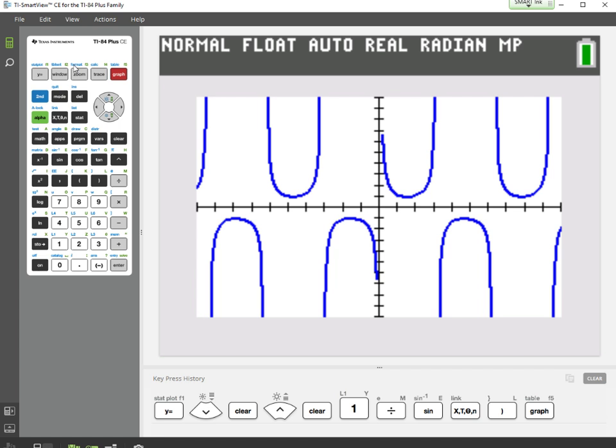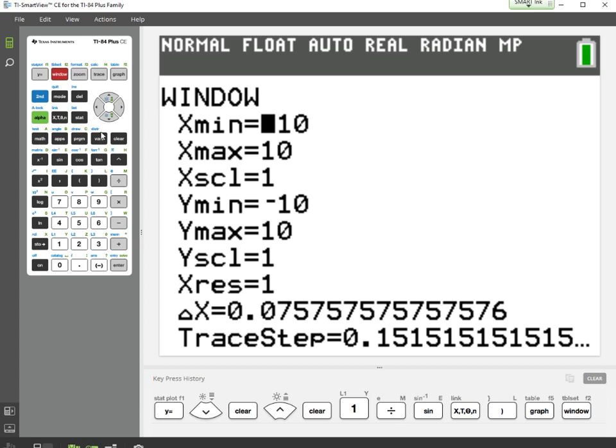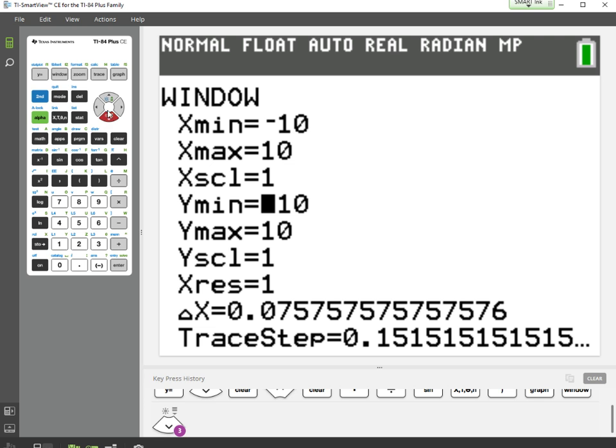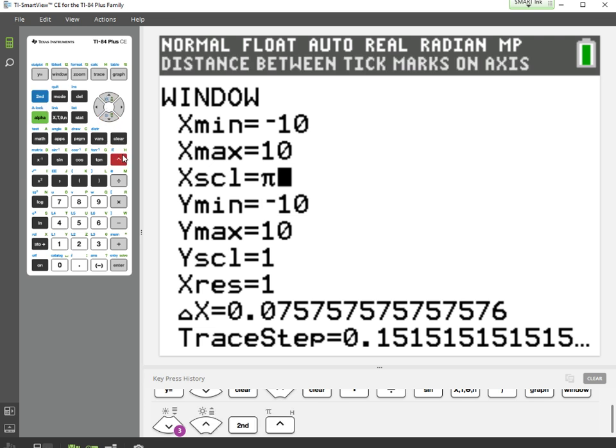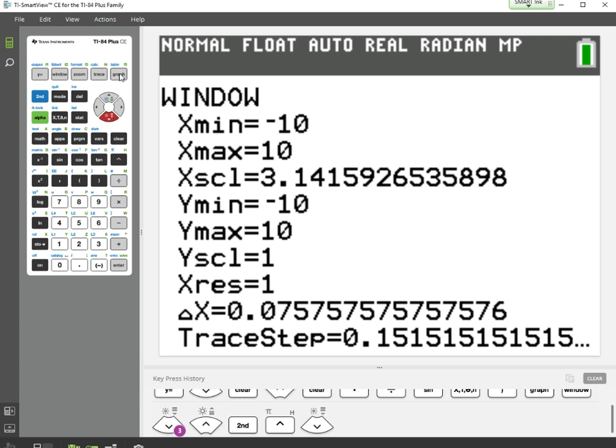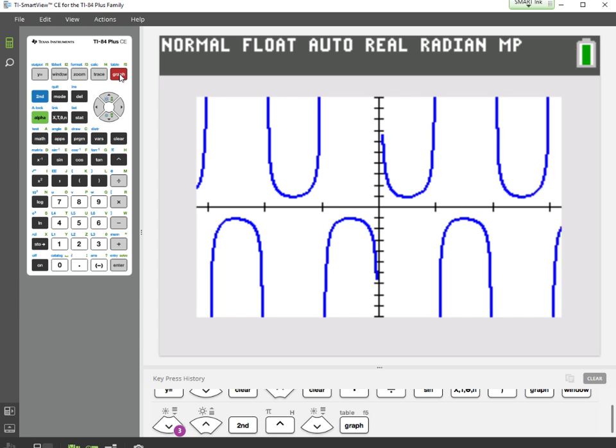So this is cosecant. I'm going to change my window, and I'm going to change my X scale to be in terms of pi. Anybody know why I want to do that? Because that's how we always graph it. Yeah, we graph them in intervals of pi, don't we? So now take a look at these numbers.